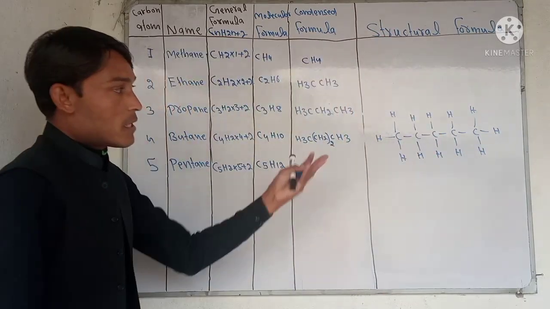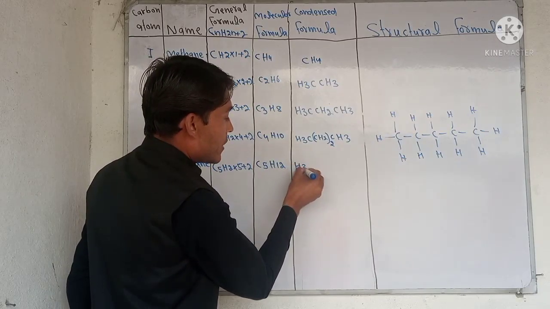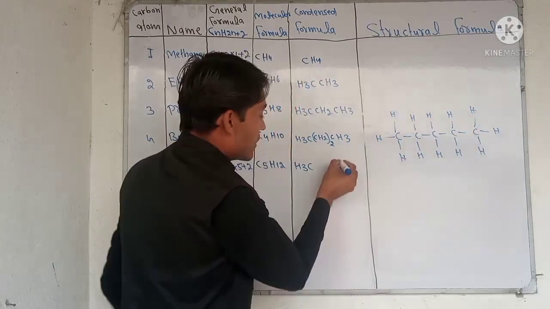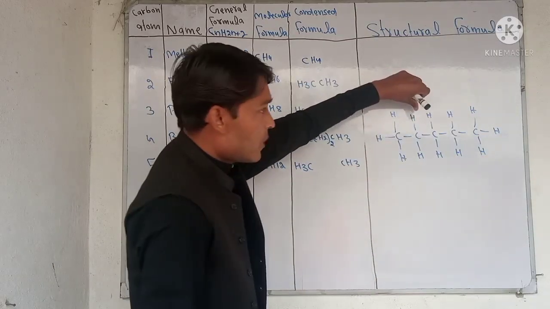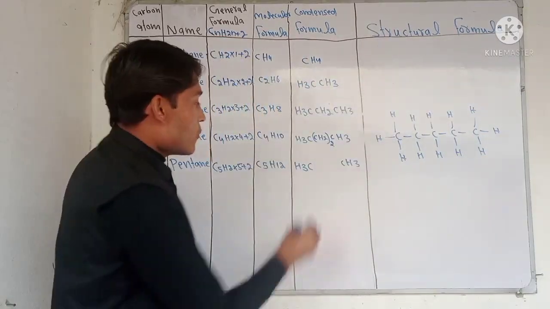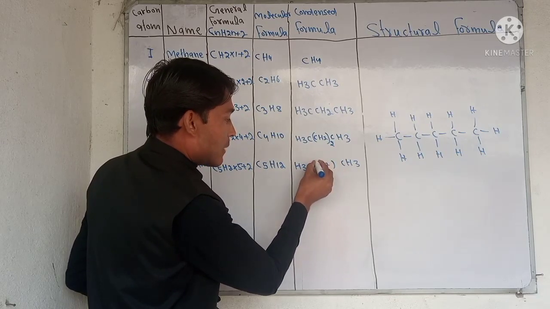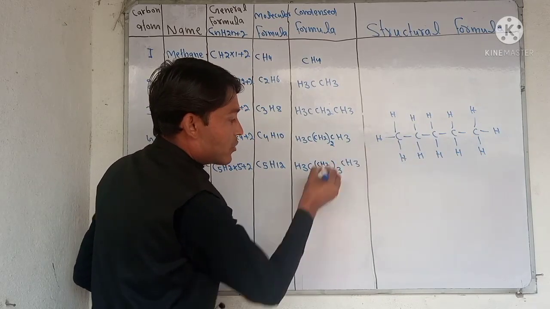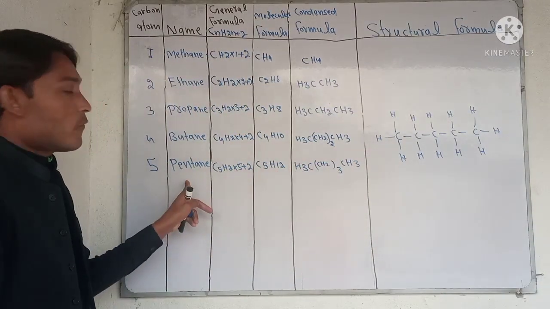Now if you want to construct the condensed formula, first of all we have to write H3C, and then also CH3 because those are terminals. Now we have to count the middle ones, 1, 2, 3, so we have to write CH2 in a bracket and write 3 outside. So that will be the condensed formula for pentane.